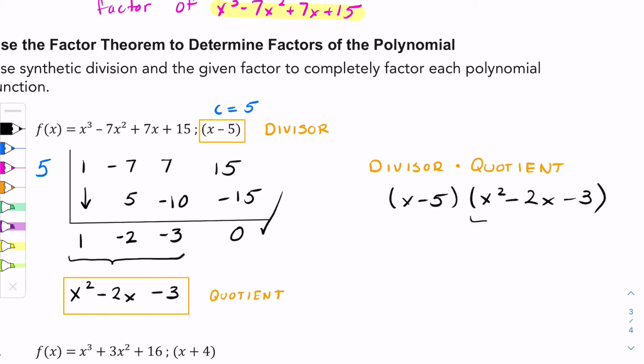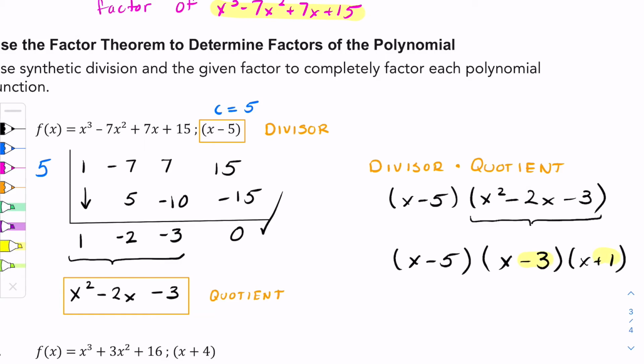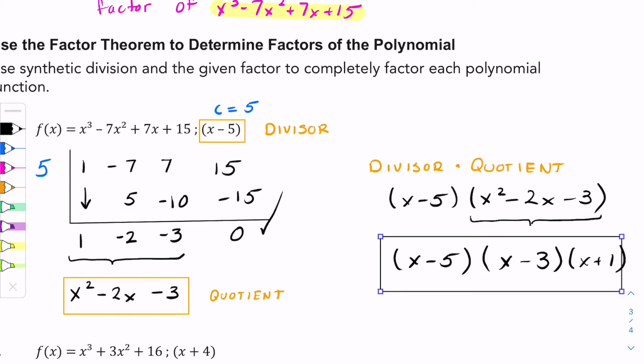You need to think and determine if that is factorable any further. It is. So our final answer is x minus 5 times x minus 3 times x plus 1. And the negative 3 and positive 1 multiply to negative 3 and add to negative 2. That's where those factors came from. This here is your final factored answer.